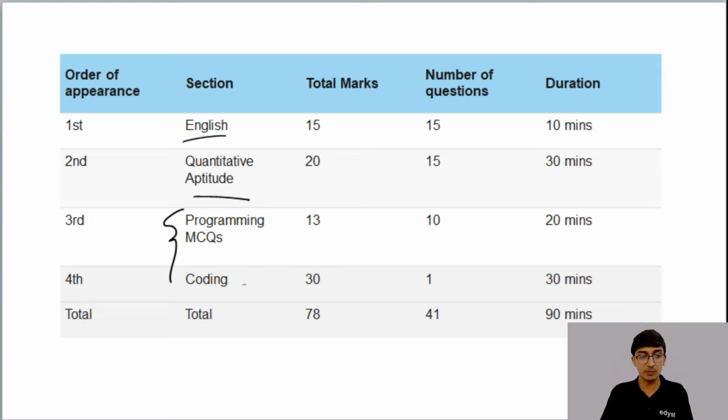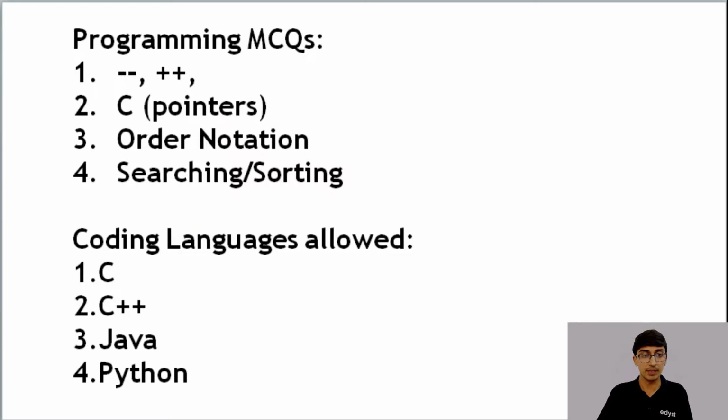So specifically for programming MCQs and coding, what should you prepare? Well, there are two things. One is you will actually have to write code. In the coding section, you will be given 30 minutes. You can choose any one of these languages. Most of the students choose C because they are most comfortable with it from their first year. But many of you might choose C++, Java, or Python. There is no advantage or disadvantage to anybody in choosing any of these.